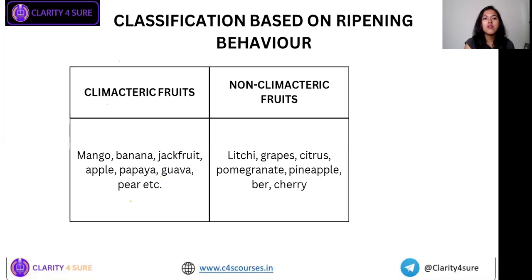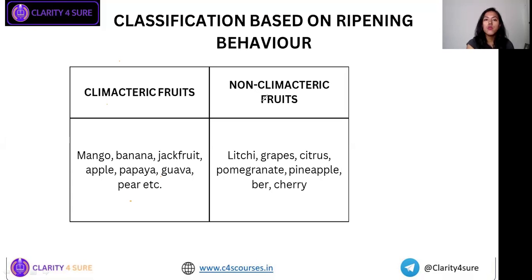The next is classification based on ripening behavior, like climacteric and non-climacteric. Again, very important. Climacteric fruits means even after harvesting, their respiration does not stop. Rather, it gets accelerated. Ethylene evolution and respiration get accelerated after maturity, and even after harvest the respiration continues. Examples of climacteric fruits are mango, banana, jackfruit, apple, papaya, guava, pear, even tomato. Therefore, we can harvest these crops a little bit mature, and by the time it reaches the consumer, it will be fully matured and edible.